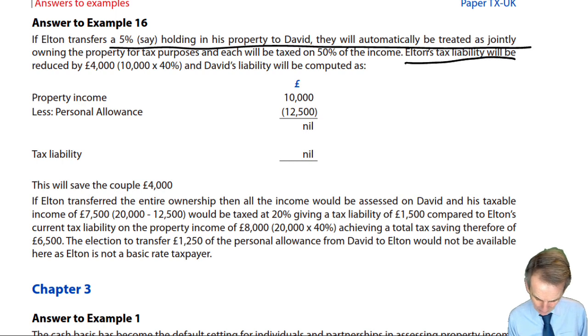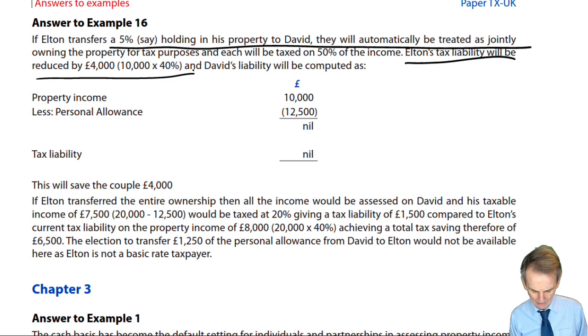Elton's tax liability will be reduced by £4,000. There was £20,000 of property income going into his computation. That's going to move £10,000 of that away, £10,000 that was at a marginal rate of 40%. There would have been a tax of £4,000. That now won't be incurred. Over it comes to David's computation. There's the other £10,000 coming in.